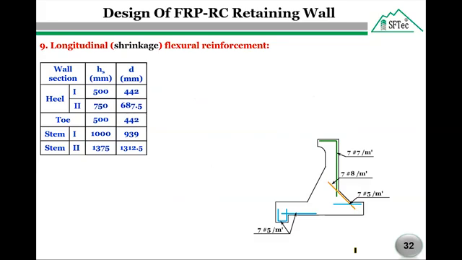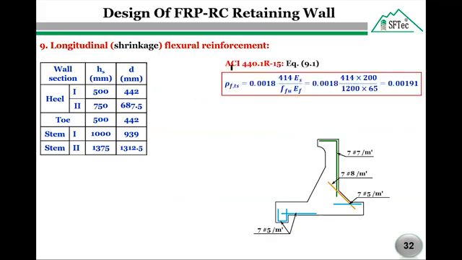In step number 9, we are going to estimate the shrinkage reinforcement in the longitudinal direction and the compression reinforcement in the wall. In addition to the provided main reinforcement with FRP bars, another kind of reinforcement must be provided in the longitudinal direction to control shrinkage and temperature cracking. In accordance with the American standard ACI 440.1R for the year 2015, the shrinkage reinforcement can be calculated using this equation.